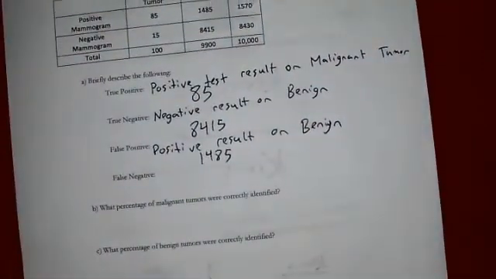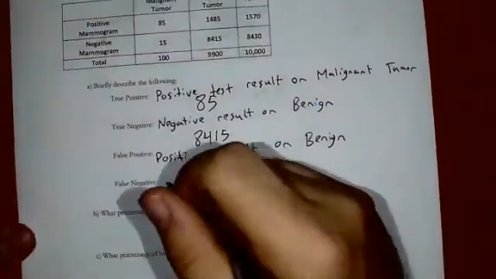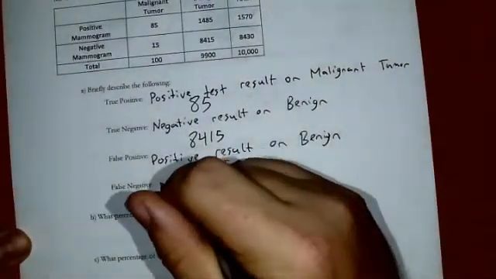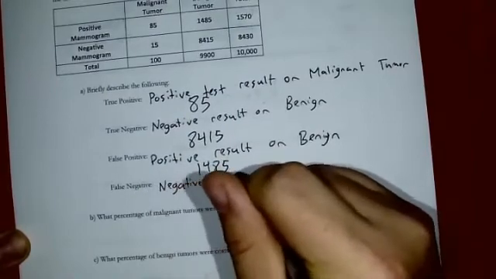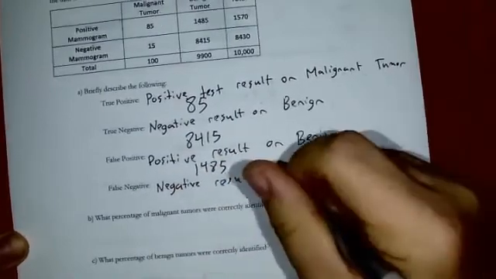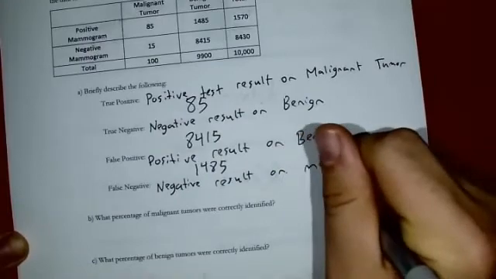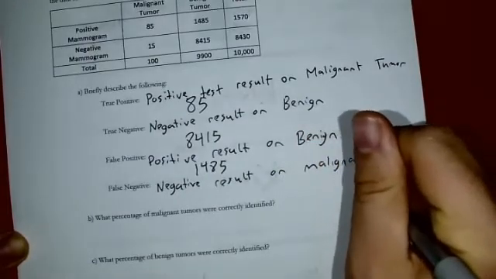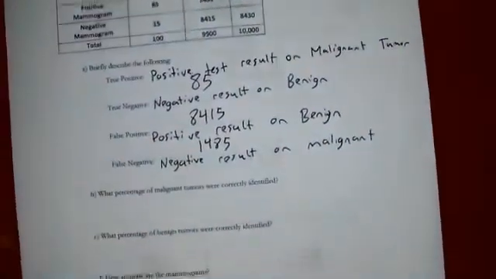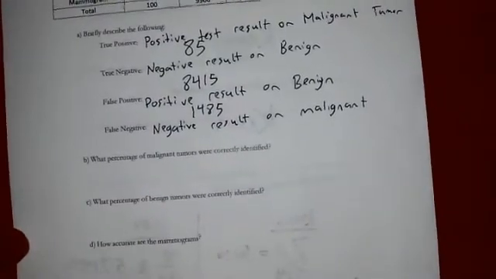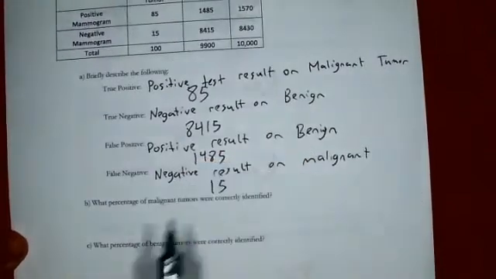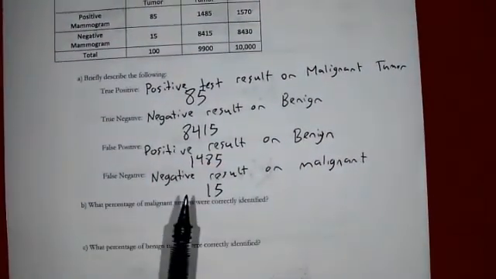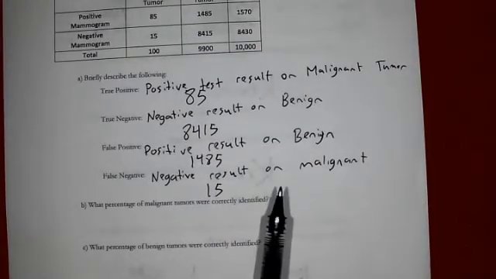All right. And the false negative, this is the scary one. This is a negative result that's wrong. So in other words, on a malignant tumor. All right. Okay, so in that case, that's 15 poor souls. This is the scariest case. So you test negative, you think you're in the clear. Well, the test was wrong. You actually do have a malignant tumor.